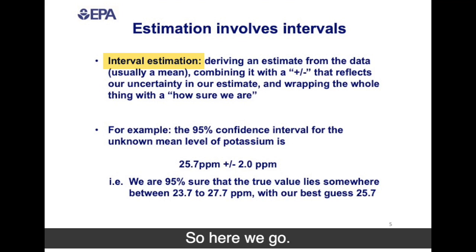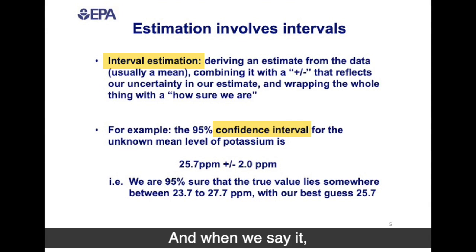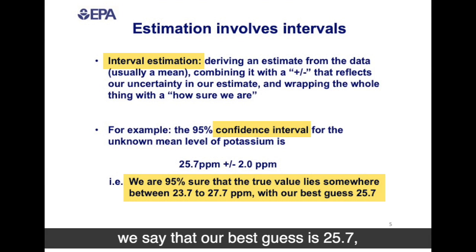So here we go. We can construct something called a confidence interval that deals with the mean and some error estimate. And when we say this, we say that our best guess is 25.7, but it could be between 23.7 to 27.7. All right? That's what we're saying.